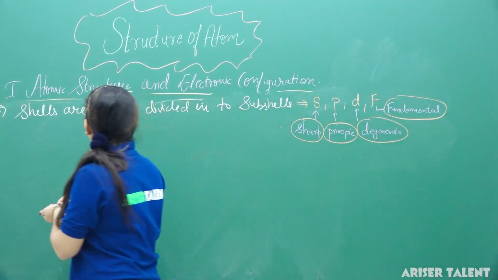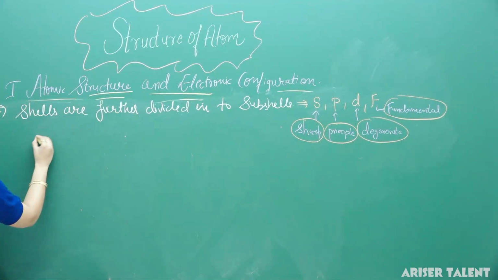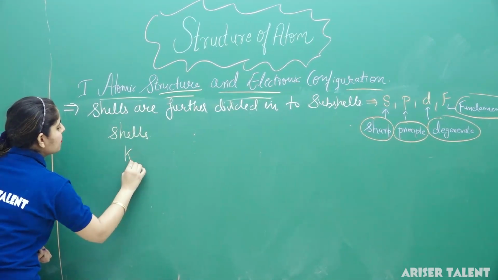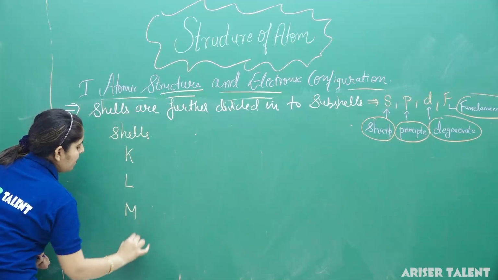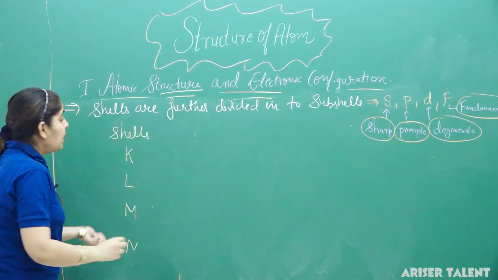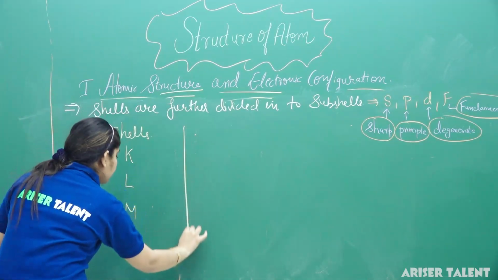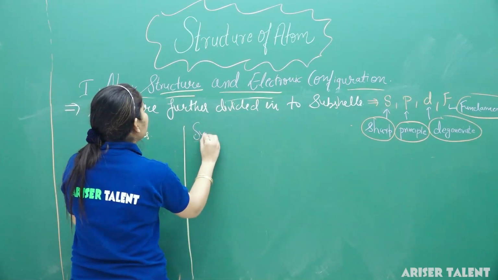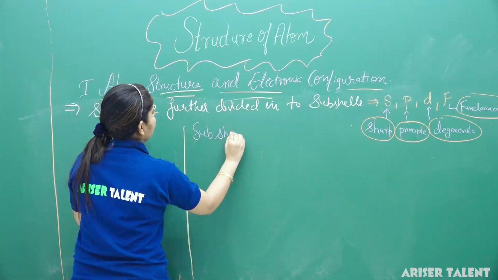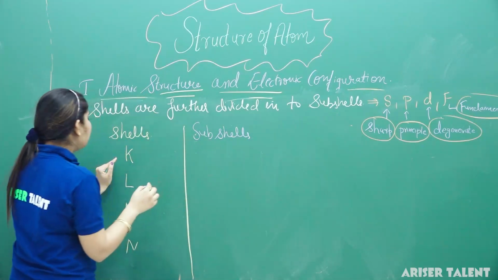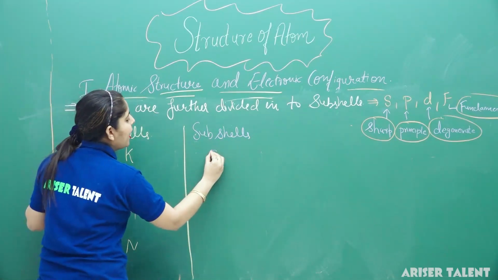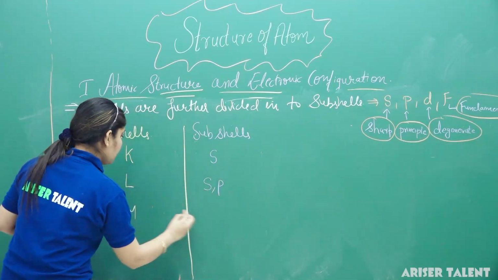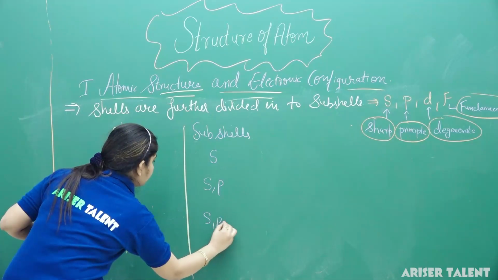Now we have discussed that we have 4 shells. The 4 shells are K, L, M and N. In these 4 shells, we have a further category that is called subshells. In these subshells, in K we have S, for L we have S and P, for M we have S, P and D.